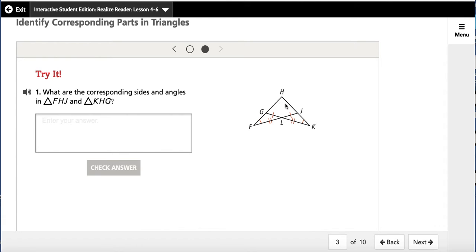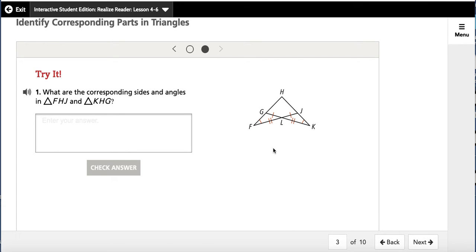Angle H is in both this triangle and this triangle. And I probably should name it using more letters, but that is the only angle there for H, so I can get away with that. Then you can see this angle here with F is marked the same as K, so we know that those two angles are congruent. Those are corresponding. This angle up here, HGK, corresponds with the HJF.